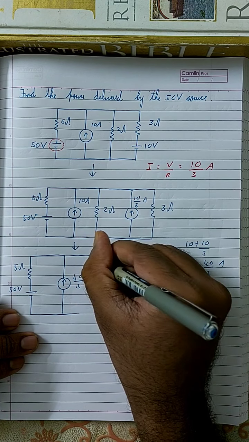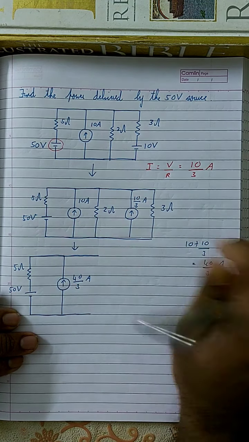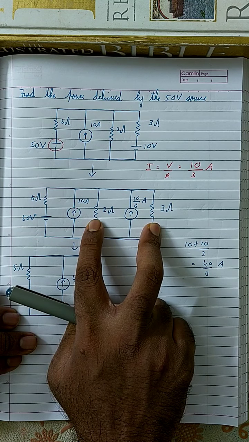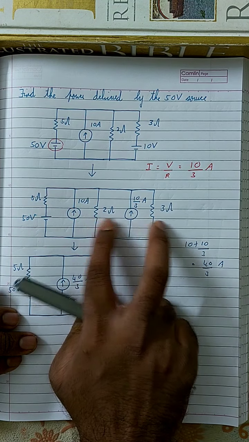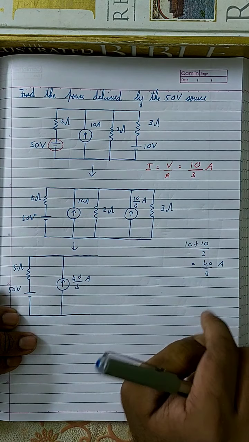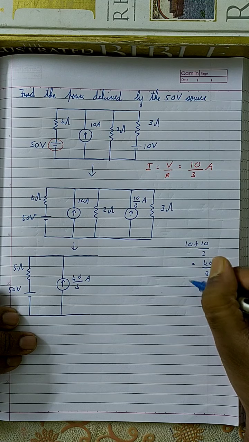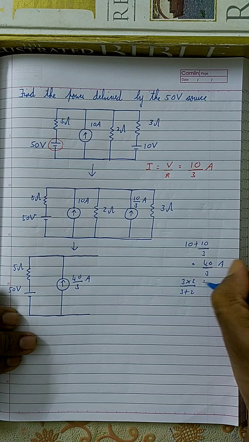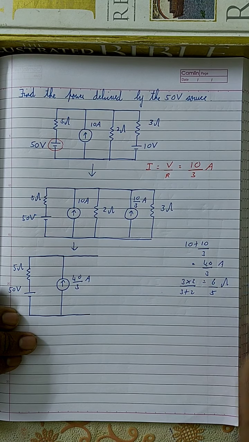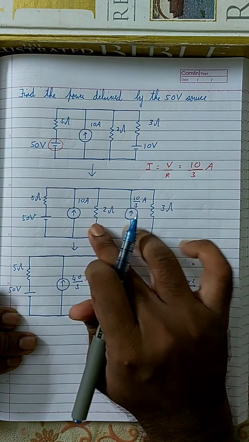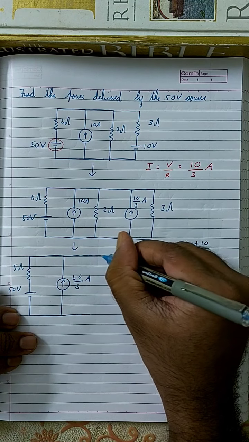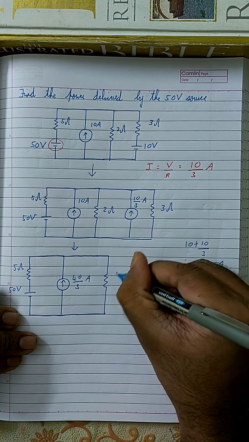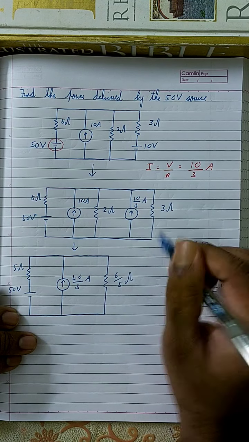Okay, now what about the resistor? If you look at the resistor, you see this 2 ohm and this 3 ohm are parallel to each other, right? So it means I can combine these two resistors. If I combine these two resistors, what is the equation? That is 3 into 2 by 3 plus 2, which is equal to 6 by 5 ohm, right? So therefore, combining these two resistors, this will become a single resistor with a value of 6 by 5 ohm.